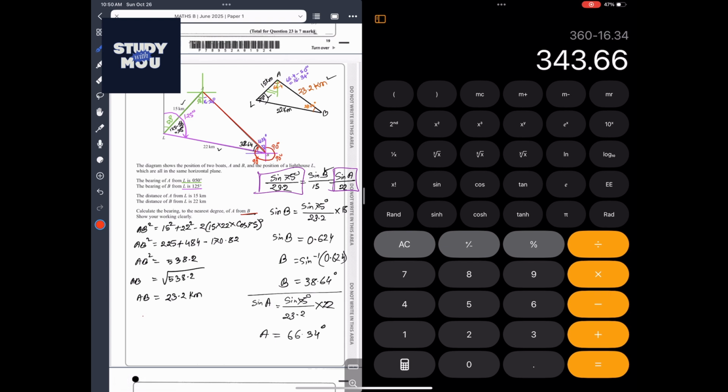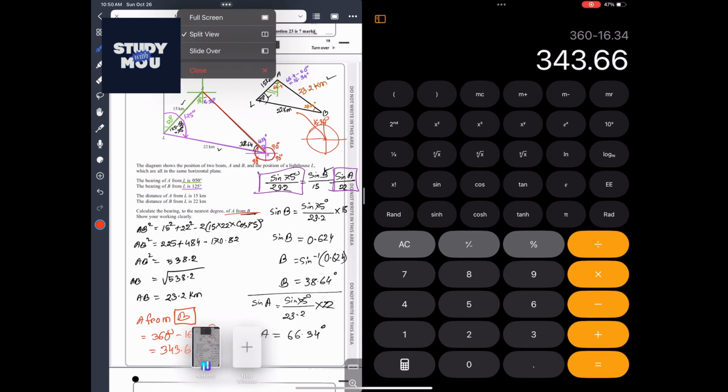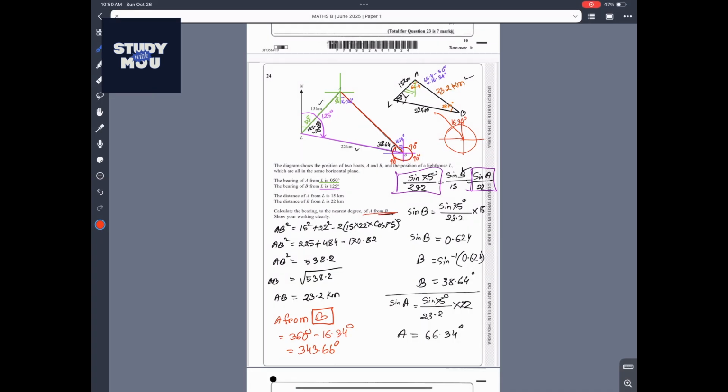So angle A from B is equal to 360. This whole thing is 360. So 360 minus 16.34 degrees. So the bearing is 343.66 degrees. And this is our answer for 24.